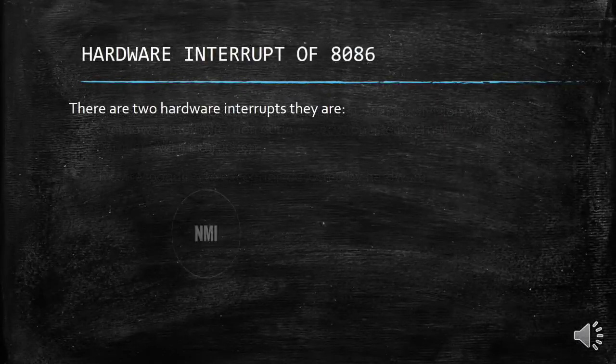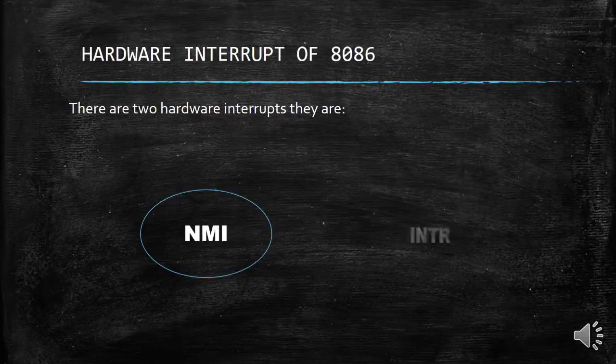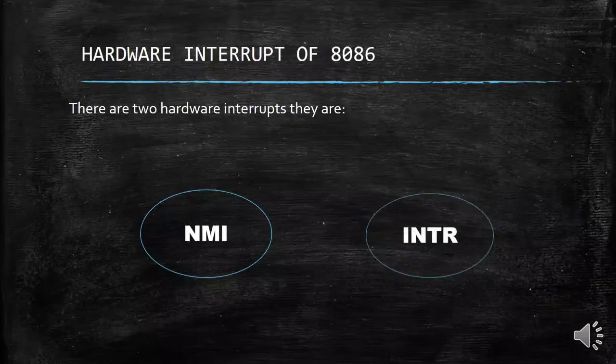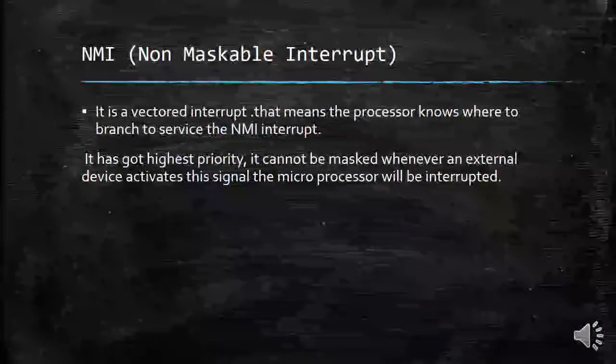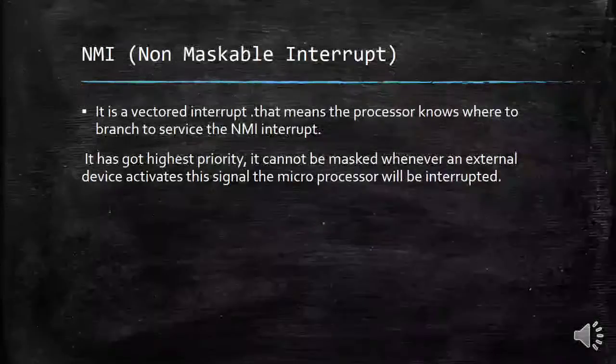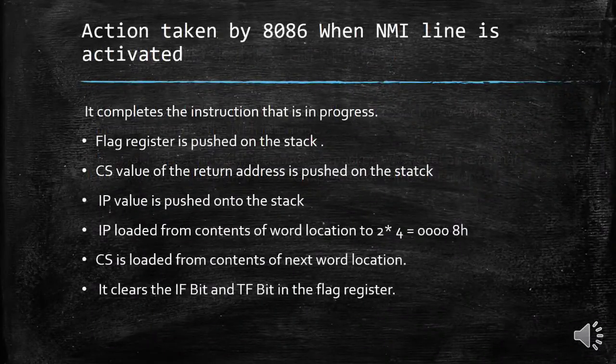CS is loaded from contents of next word location, that is 0000AH. It clears the IF bit and TF bit in the flag register. During the ISR, interrupts are disabled because interrupt flag is reset to 0. At the end of ISR, there is an IRET instruction with which the control is transferred back to the original program.